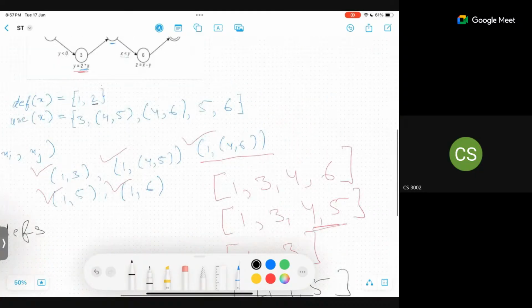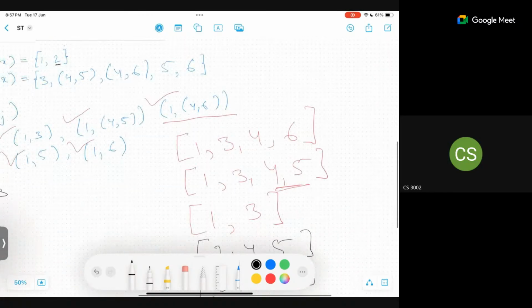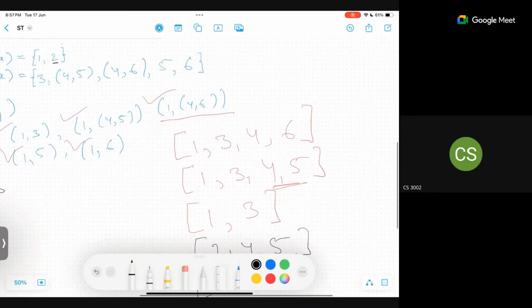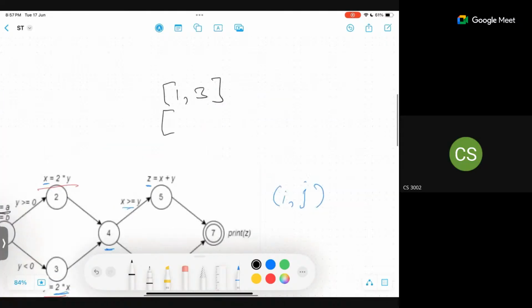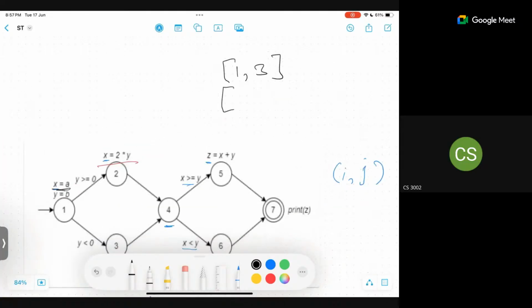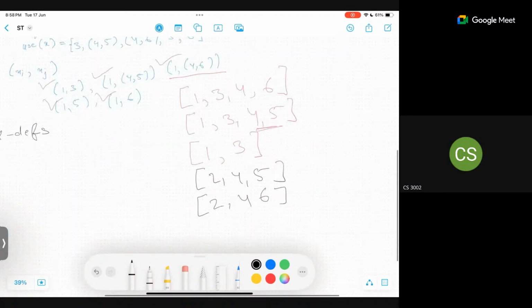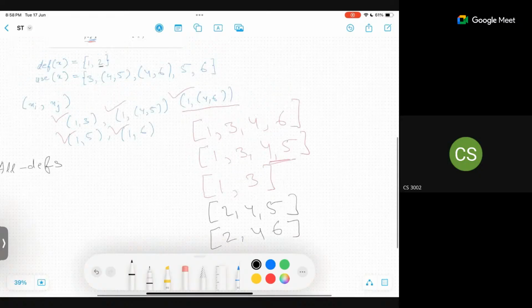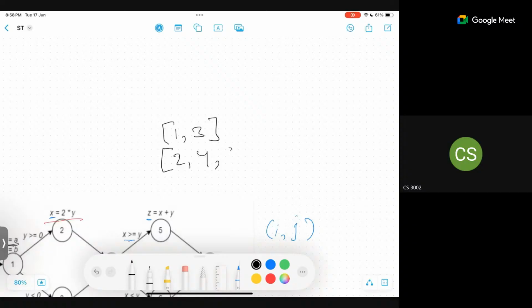Now what I'm saying for all defs is you have to consider 1 and 2, with any use. I want to exercise the definition at 1, so I can take any of the uses. I have taken 1 comma 3, so that suffices for one definition. And I have to consider the definition at 2 also, because there are two definitions for this variable. With 2 I can consider any use which is possible. Maybe I'll select 2 4 5. I could have gone with 2 4 6 also, anything. So I'll consider 2 4 5.